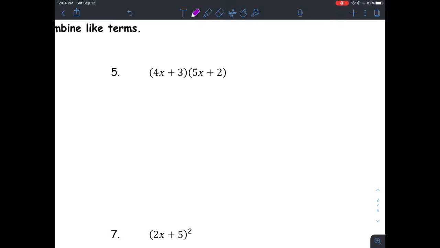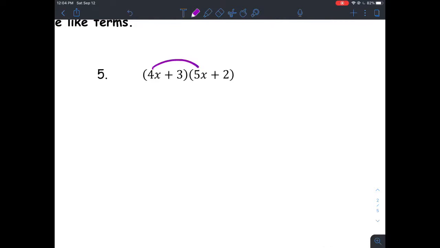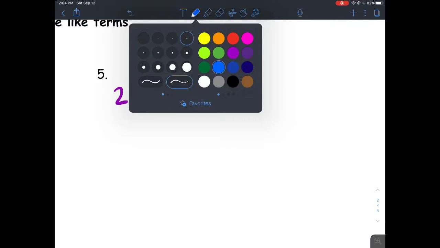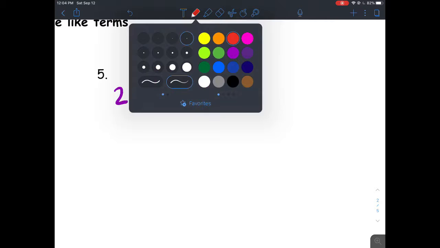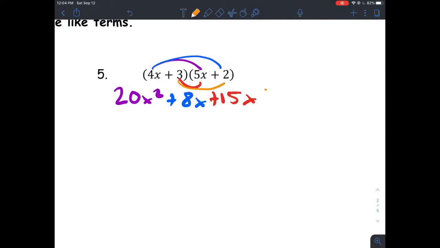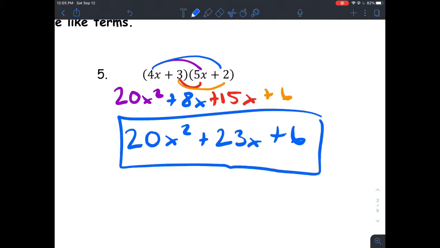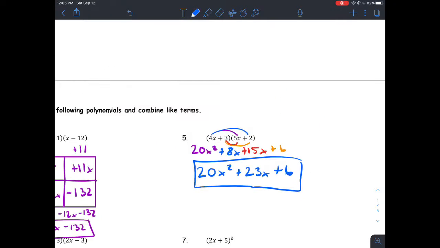All right, next one. For this one, I'm actually going to FOIL out. I'm trying to show you the two different ways you could do this. So let's go ahead and FOIL. We've got 20x squared, 8x, 15x, and 6. Then when I combine my like terms, I get 20x squared plus 23x plus 6.